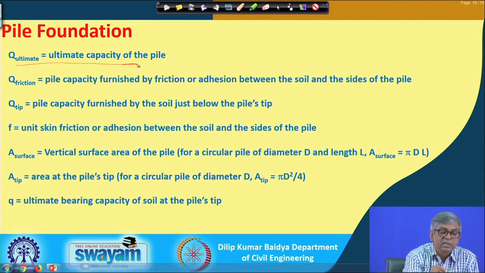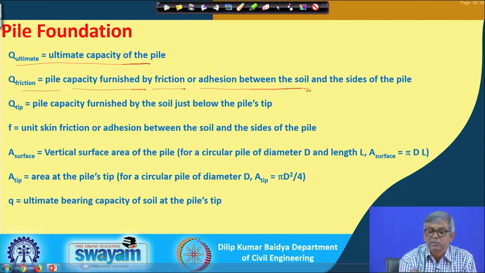Q ultimate means the ultimate capacity of the pile. Q friction, sometimes written Q f or Q s, means the pile capacity furnished by friction or adhesion between the soil and the sides of the pile, and F is the unit skin friction or adhesion between the soil and the sides of the pile.